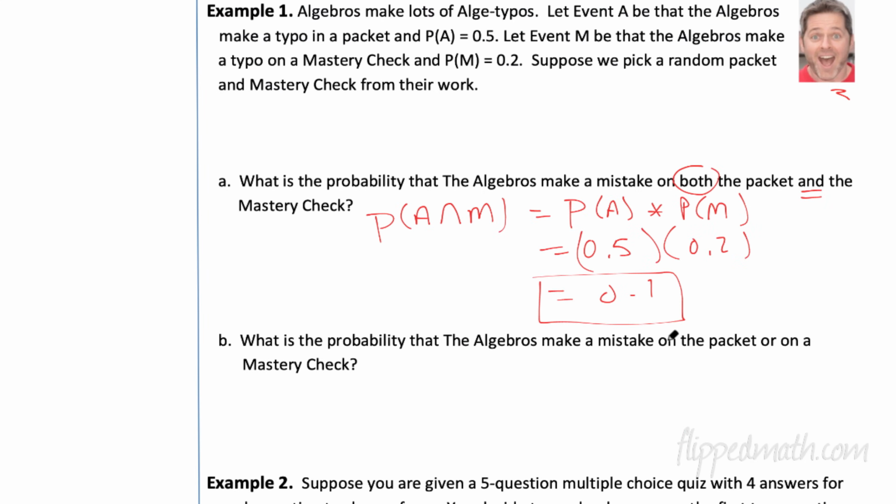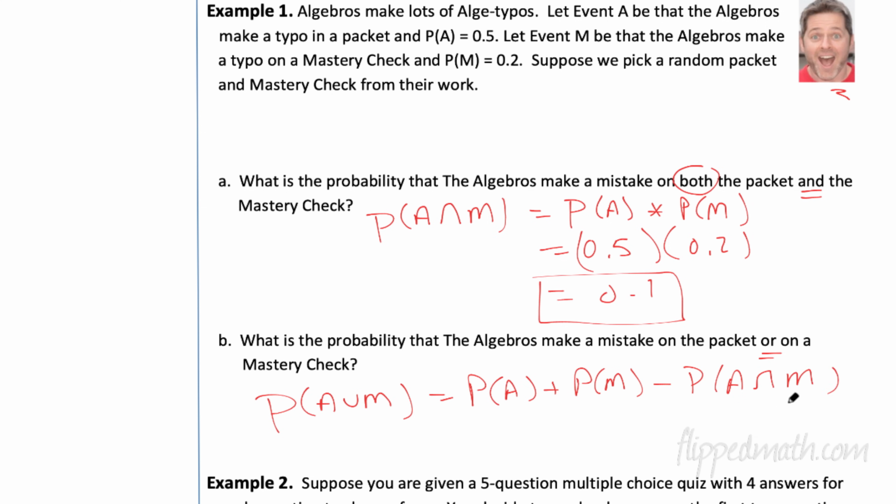Now, what is the probability that the algebras make a mistake on a packet or on a mastery check? So that uses the other formula here. The probability of A or M is going to equal the probability of A plus the probability of M, and then you have to subtract the probability of A and M. I'll give you that one right there. Look, we just figured that one out. So the probability of A and M is right here. So that's what that value is going to be.